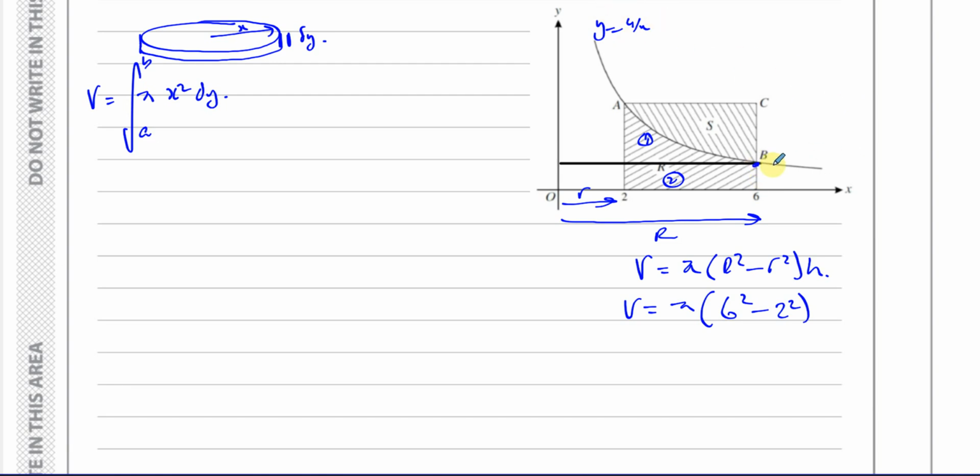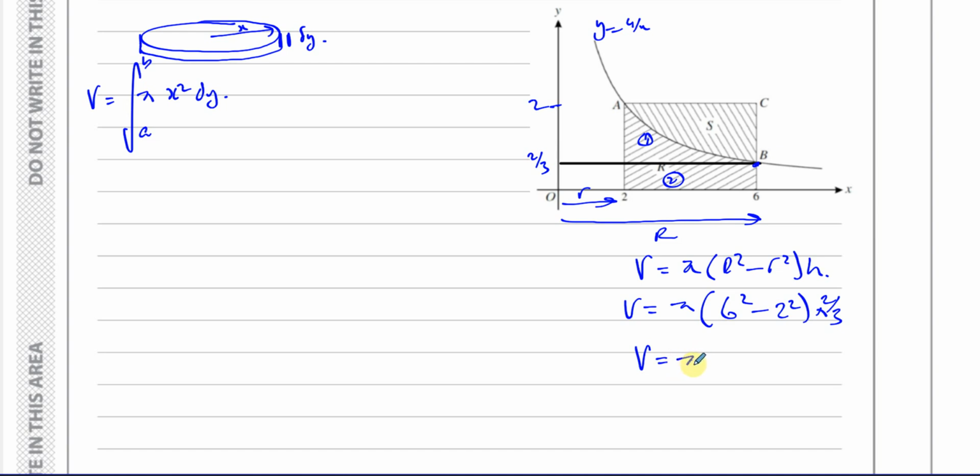We know y equals 4 over x. So this point here is 2/3, and this point here is 2. So when x equals 2, y equals 2, and when x equals 6, y equals 2/3. So the height of this cylinder here is going to be 2/3. That's going to give me the volume of this part of this region R when it's revolved around the x-axis, and then I'll have the rest of it to deal with later.